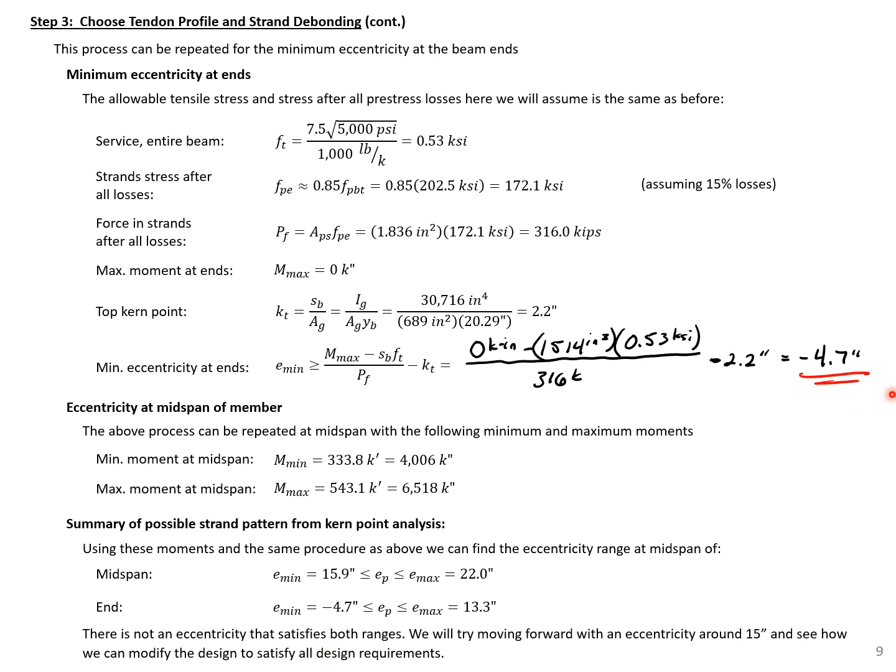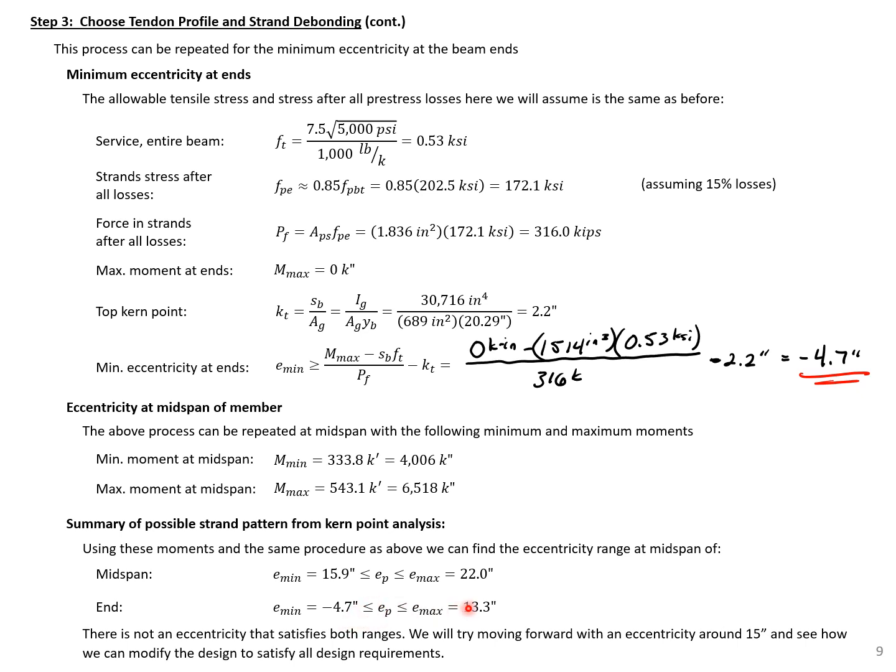So we can see then we have our minimum eccentricity and our maximum eccentricity, and we can do the same thing to find the minimum and maximum eccentricity at the midspan. So we would change our stress limits to the midspan limits and change our moments to the midspan moments, minimum including just self-weight and maximum including all of our service loads as well. So we can then have a range of eccentricities that would be designed to meet the stress limits at midspan and at the ends. And if we can have a straight strand profile within this region, then we know we're good and we can have straight strands in the beams.